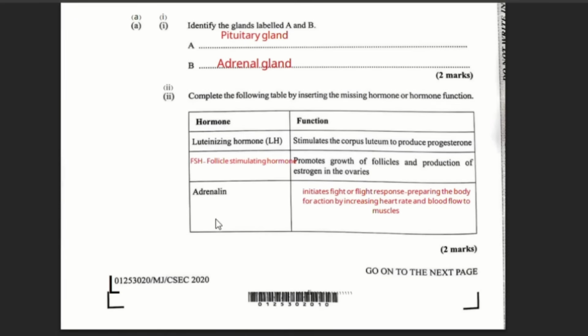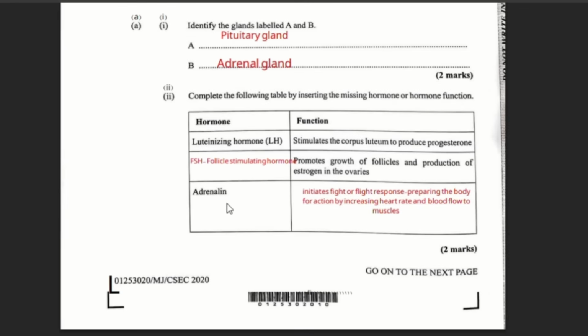So LH, luteinizing hormone, stimulates the corpus luteum to produce progesterone. This is what they have already. But the part that they want us to answer is FSH. So the function is to promote growth of follicles and production of estrogen in the ovaries. So basically this is the follicle stimulating hormone. That would be the hormone for here.